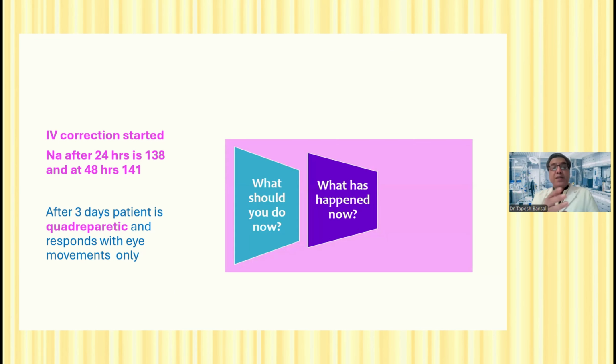Now, we started the IV correction, and there was a rapid rise in sodium despite the precautions. As you see, it has gone up to 138, and after 3 days, the patient is quadriparetic and responds with eye movements only. So what should you do now, and what has happened? As you may have guessed, he has developed osmotic demyelination, or what was previously called central pontine myelinosis. We shall discuss this in the treatment section in the next video.